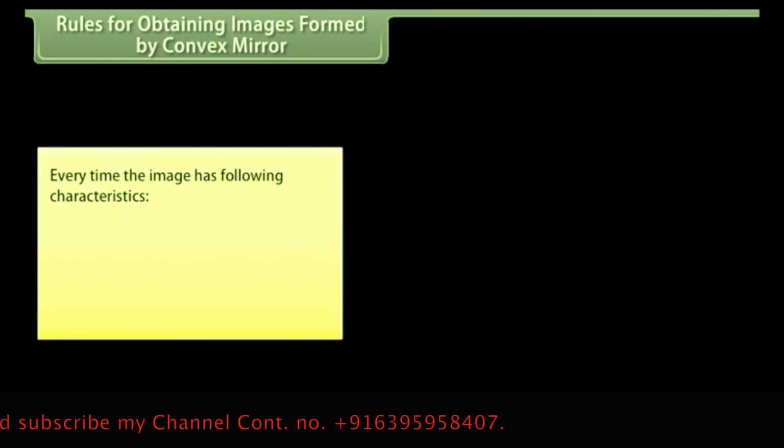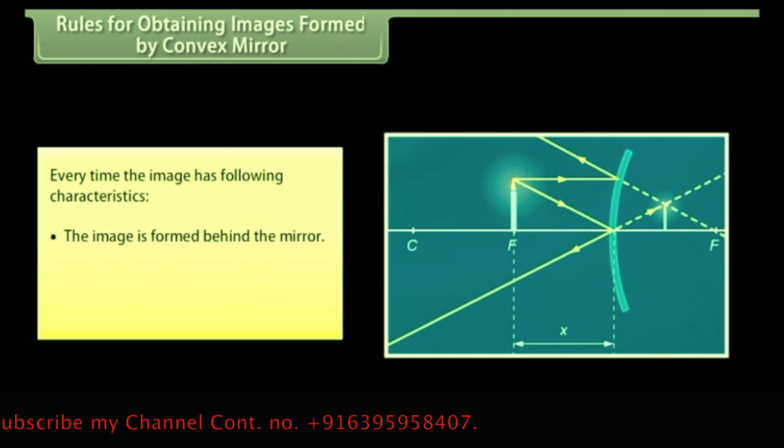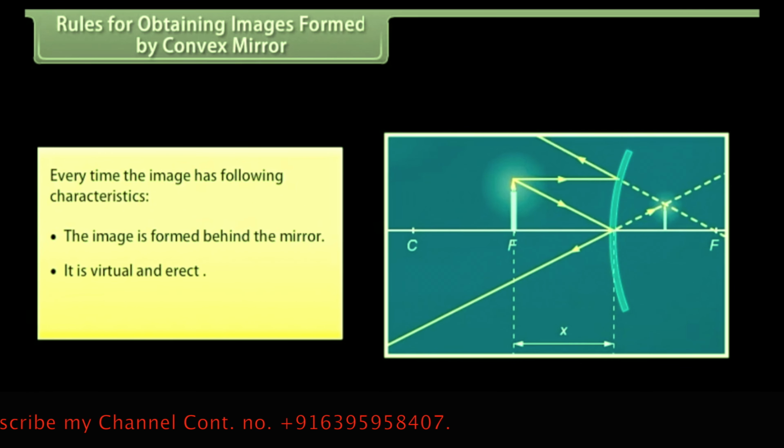Every time the image has the following characteristics. The image is formed behind the mirror. It is virtual and erect, smaller than the object.